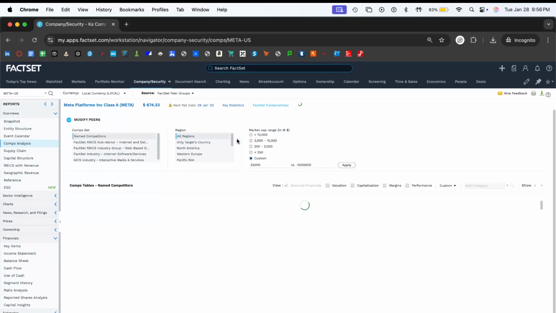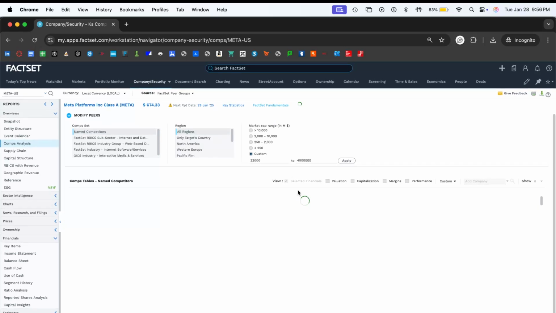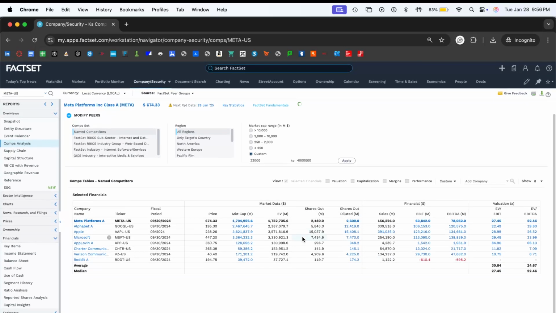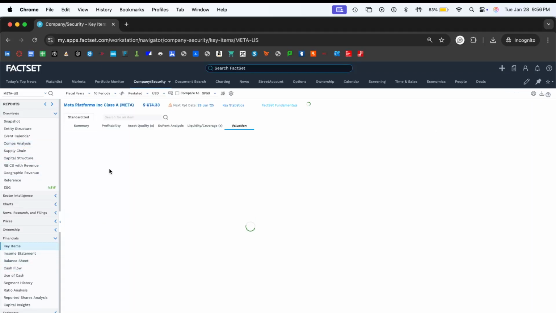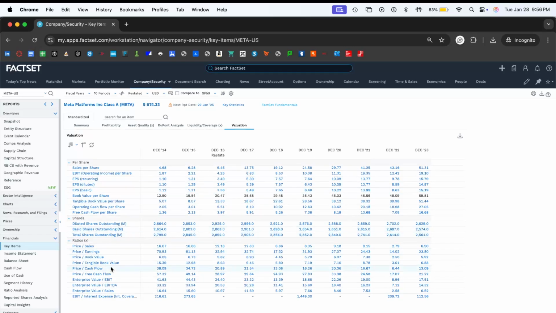A couple ways here is to look through comps. You look at industry-specific EV to EBITDA multiples. For tech, there's an argument to use other, but in Meta's case, you see, okay, it's around 24.67. Again, on your own, I want you to do a little bit more research than this. You can also look here in the key items of the company, and you see EV to EBITDA 14.32. Okay, that's a bit lower.